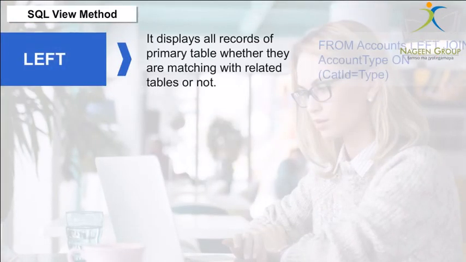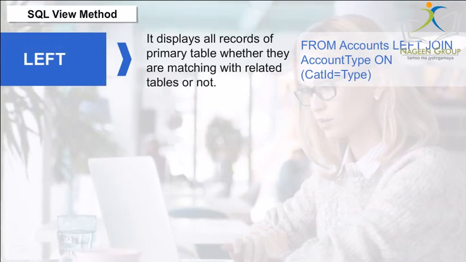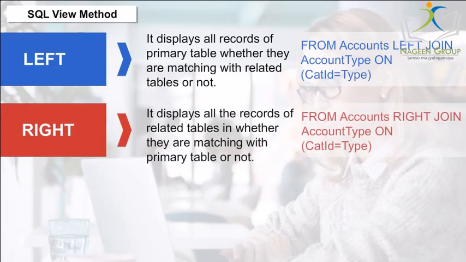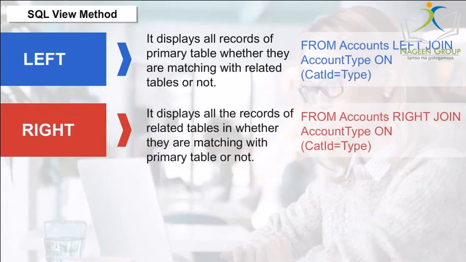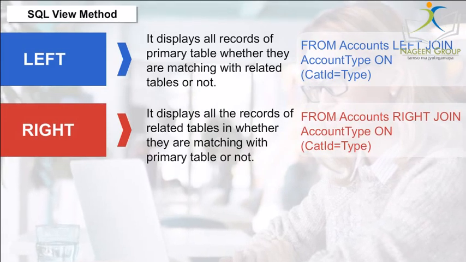Left. It displays all records of primary table, whether they are matching with related tables or not. Right. It displays all the records of related tables whether they are matching with primary table or not.